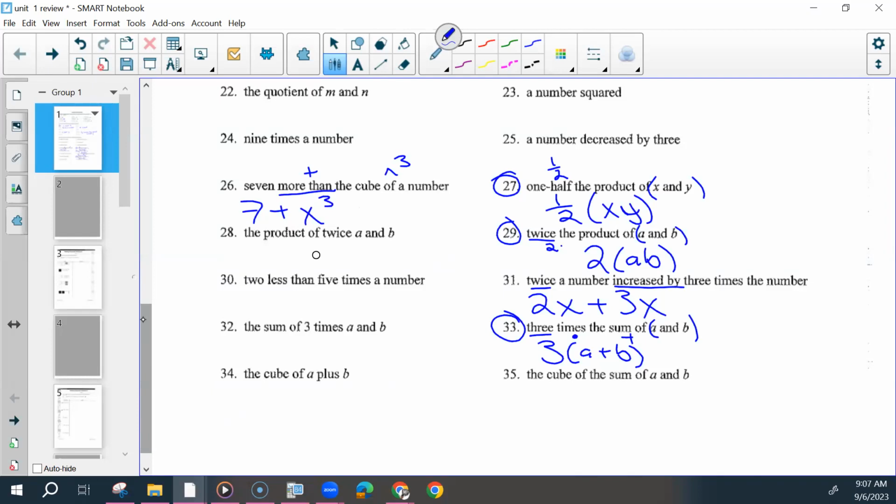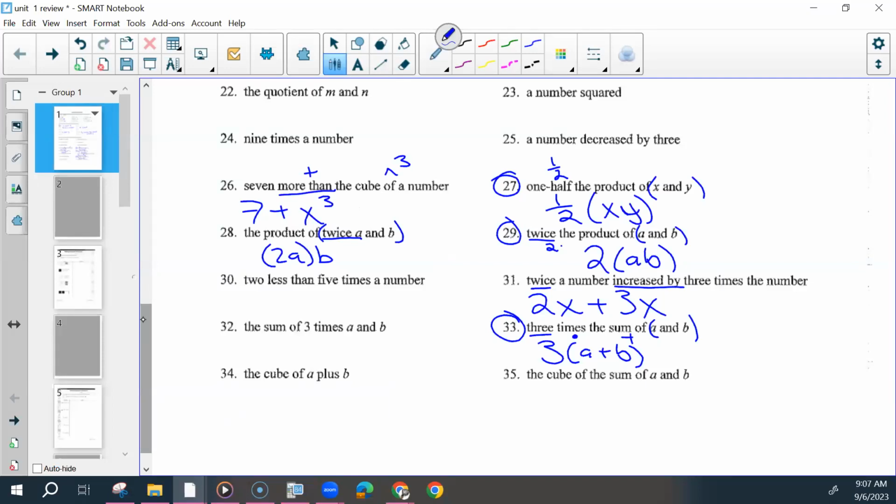So the product of twice A and B, similar to 29, but a little different, because now all of this is what you're multiplying together, but twice is specifically multiplying A. So I'm going to put 2A in parentheses and B outside of it. Or you can put the B in parentheses with 2A not in parentheses, either or.